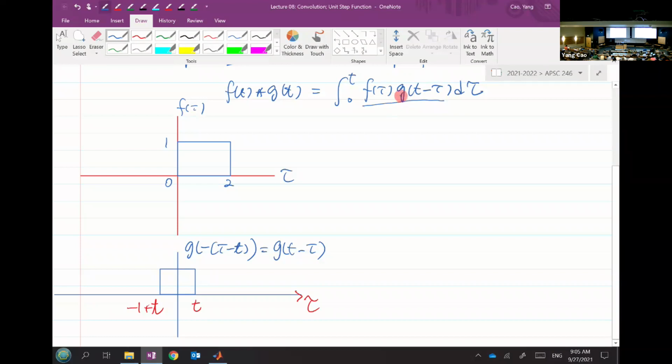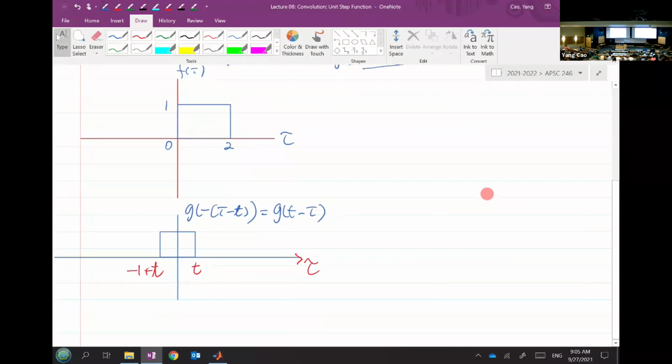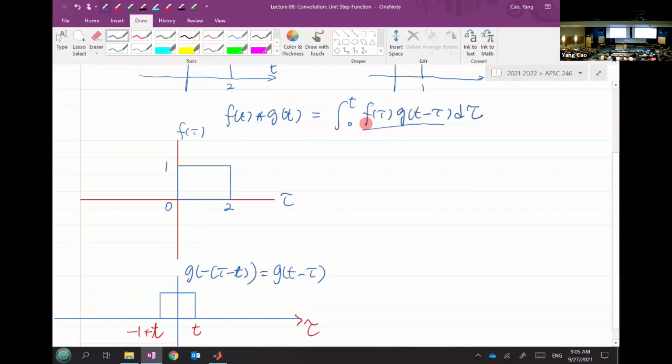Essentially you need to identify under what condition the multiplication of the two graphs is not zero. What influences the multiplication of the two graphs here? You can see this graph is not moving. This graph is always there. And this graph is a moving graph, because if the t is different, then this box will be at a different location. A different location of the box will result in a different multiplication, or what we call patterns of overlap.